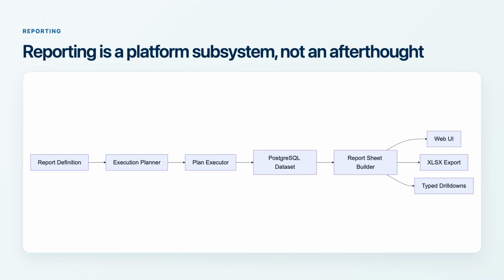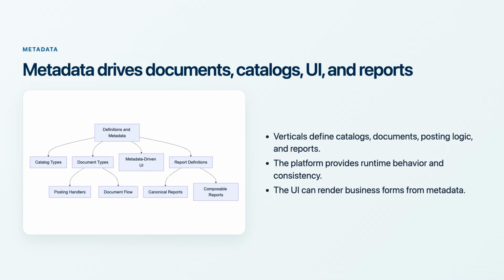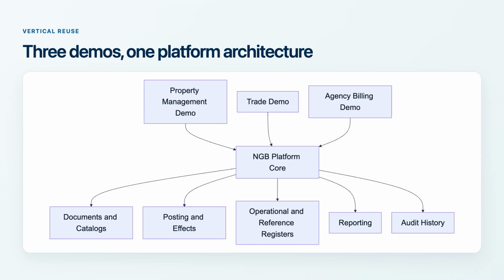NGB uses definitions and metadata to describe catalogs, documents, forms, posting behavior, and reports. Vertical solutions define their own business concepts, but they reuse the same platform runtime. That means the platform can provide consistent validation, UI generation, posting orchestration, auditability, and reporting patterns across different industries.